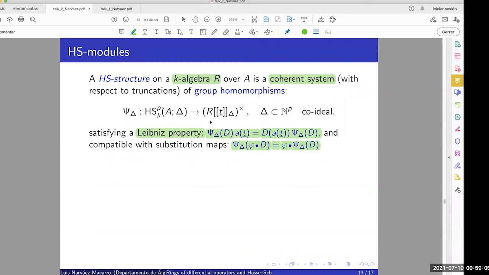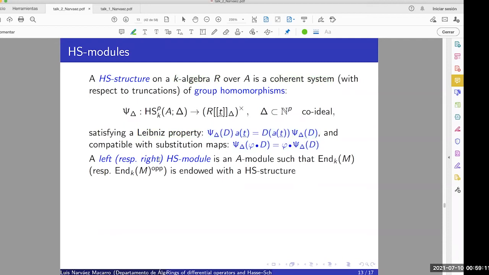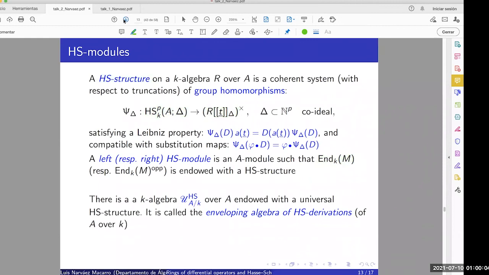And in particular, what is a left Hasse-Schmidt module? It's very simple. It's an A-module M in such a way that the ring of K-linear endomorphisms of M is endowed with a Hasse-Schmidt structure in the sense here before. So this is, in some way, completely inspired by what happened in the case of Lie-Rinehart algebras, but it is a little more involved, because we need to have this kind of, if I can say, quantization of the situation, because you have to consider all the power series rings in any set of variables of your ring, and you have to consider all these actions. Okay. And what happened, and now I go, because the time is almost over.